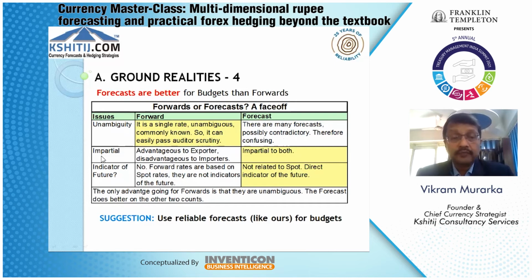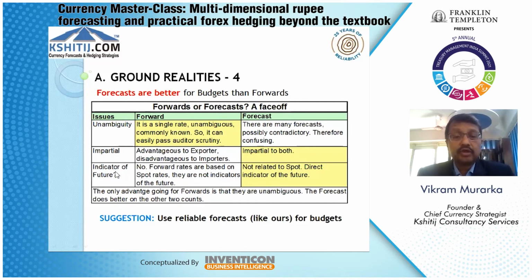And this is the reason that people do prefer to use a forward rate. But if we look at impartiality, then we know that forwards are advantageous to exporters, because exporters receive premium, and the forward is disadvantageous to importers because they pay premium. Now, it would be all right if a company had only exports or only imports. But what does a company do when it has both imports and exports? A forecast, on the other hand, is impartial to both. So here we find that a forecast is better than a forward rate.